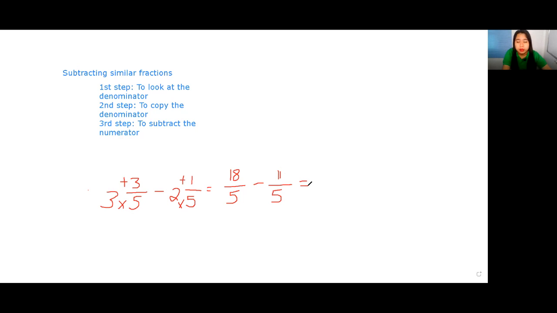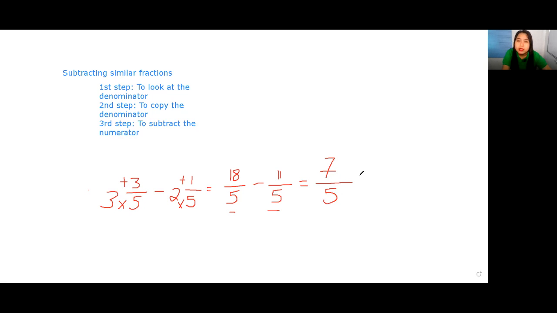So now that we already converted the mixed numbers to improper fractions, now we need to subtract the numerator. Oops, we need to do the second step first before the third step. So we need to copy the denominator first. What is our denominator? Very good, 5. Now we can do the third step, which is to subtract the numerator. So 18 minus 11. Very good. So 7 over 5. The answer is 7/5.